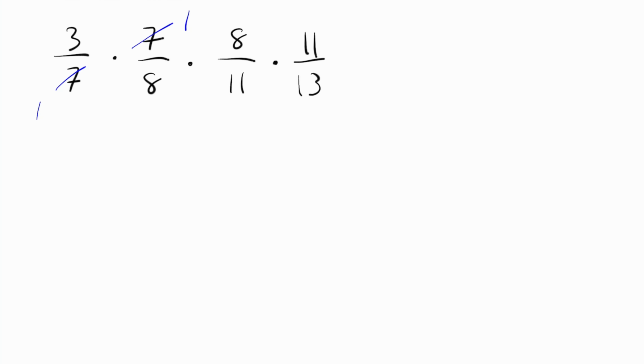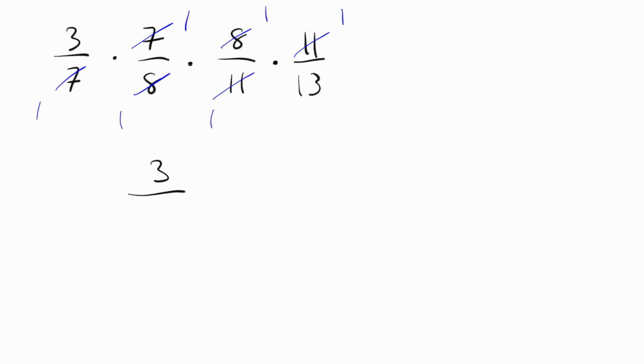We could do the same thing with the 8s. 8 is the biggest number that goes into both, so 8 goes into 8 once. We can do the same thing with the 11s. 11 goes into 11 once. And if we do all that work, now it's just 3 times 1 times 1 times 1 over 1 times 1 times 1 times 13. That's just 3 over 13. We're done. The end. Instead of multiplying out all those crazy numbers. Thank the Lord for cross-canceling.